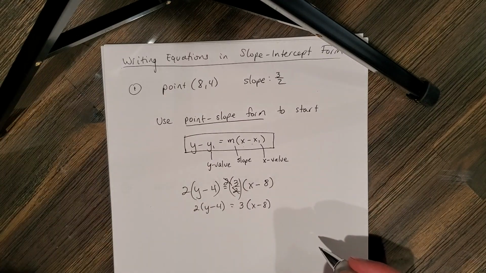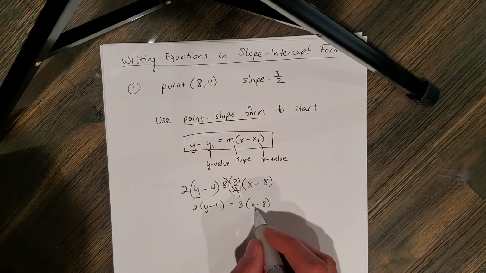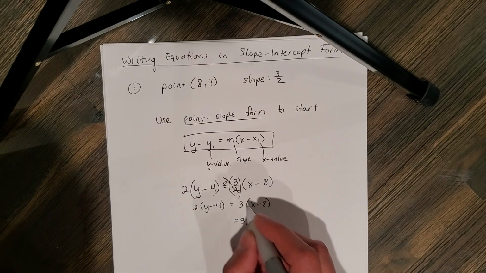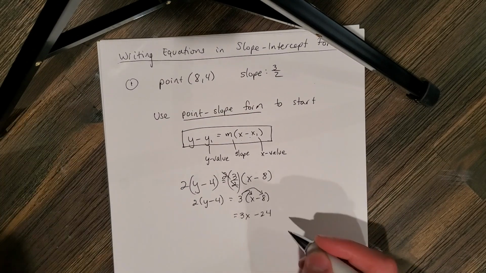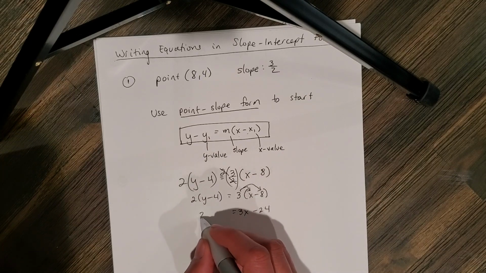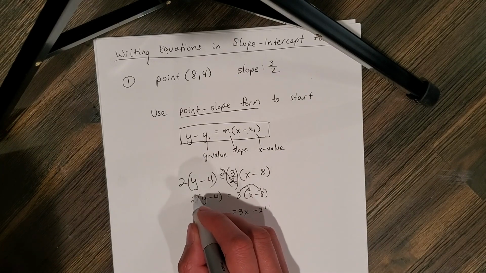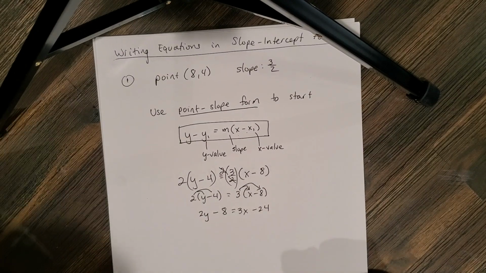Now we're going to distribute on both sides. I'm going to do 3 times x is 3x, and 3 times negative 8 is negative 24. Now distribute here: 2 times y is 2y, and then 2 times negative 4 is going to be negative 8.